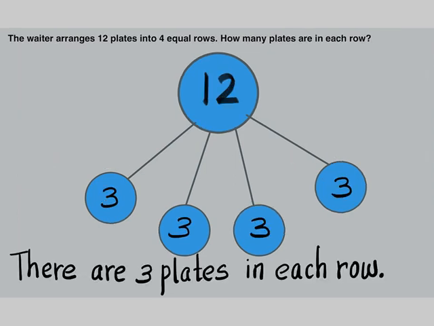Finally, let's do the statement for this question. The statement is, there are 3 plates in each row. How did we get the statement? We have to restate the last question. The last question is right here on the top. How many plates are in each row? So let's restate that question. There are 3 plates in each row, period.